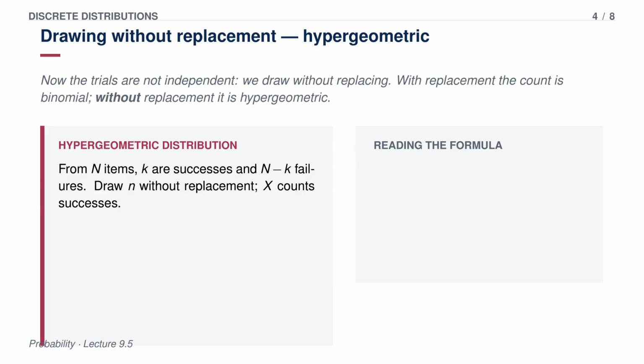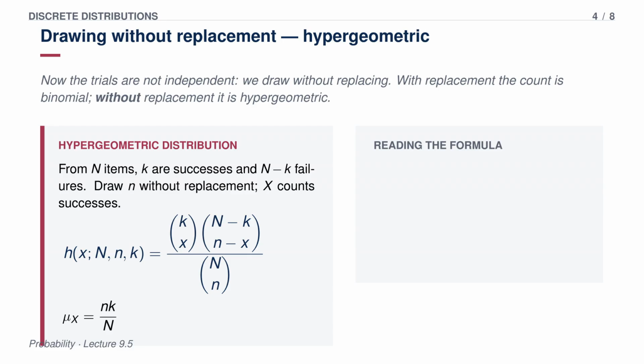On to the second family. This is the one where you don't put things back. Picture a batch of N items. K of them are what we'll call successes, and N minus K are failures. You scoop out n of them at once without replacing, and x counts how many successes you grabbed. The probability is h of x, N, K, n, equals K choose x times N minus K choose n minus x, all over N choose n. And its mean is clean and intuitive. n times K over N, the sample size times the fraction of the batch that are successes.